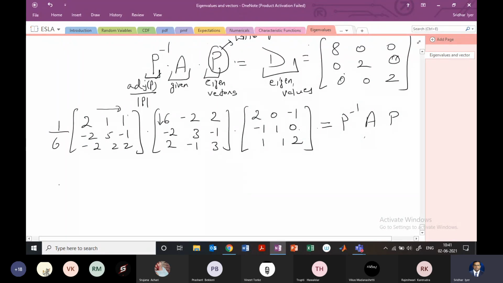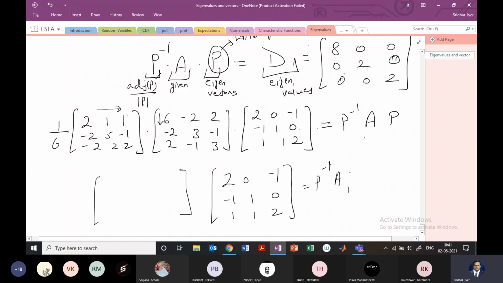So has anyone solved the first multiplication? Yes, sir. So let's see. Have you solved it completely or just the first matrix? Just the first, sir. Okay, so I'll rewrite this: 2 0 negative 1, negative 1 1 0, 1 1 and 2. This is P inverse AB.